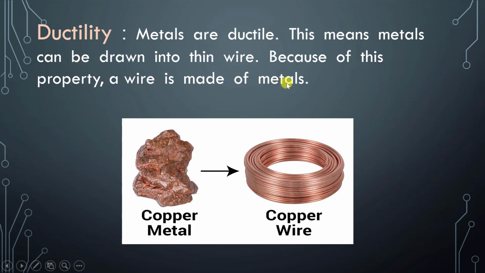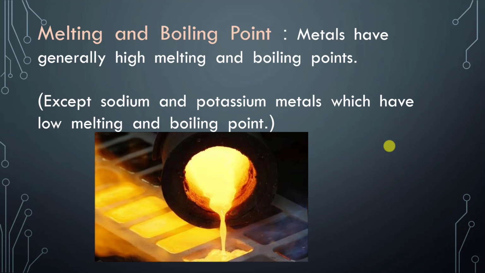So by this process we can convert a metal into a wire, and whenever any substance has this quality you can identify it as a metal. Melting and boiling points.